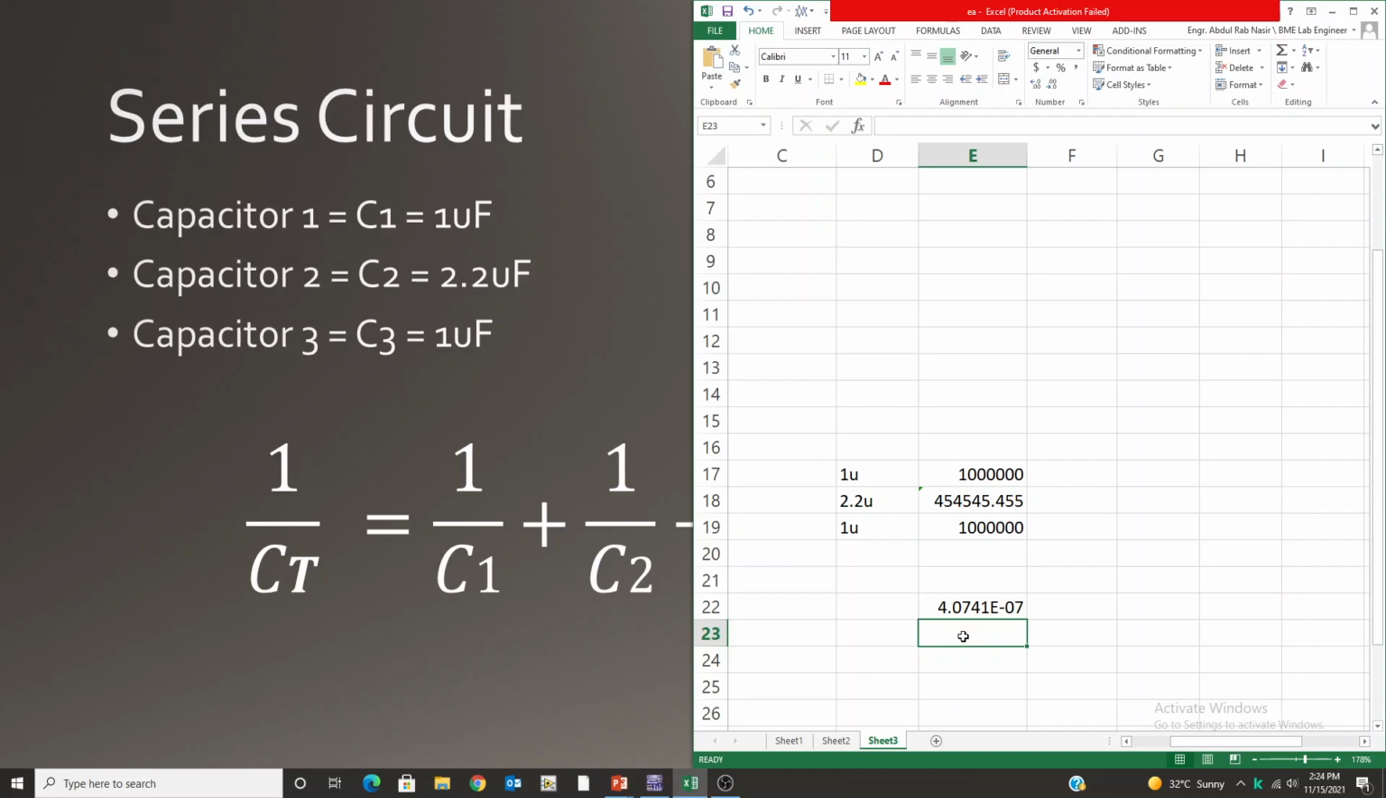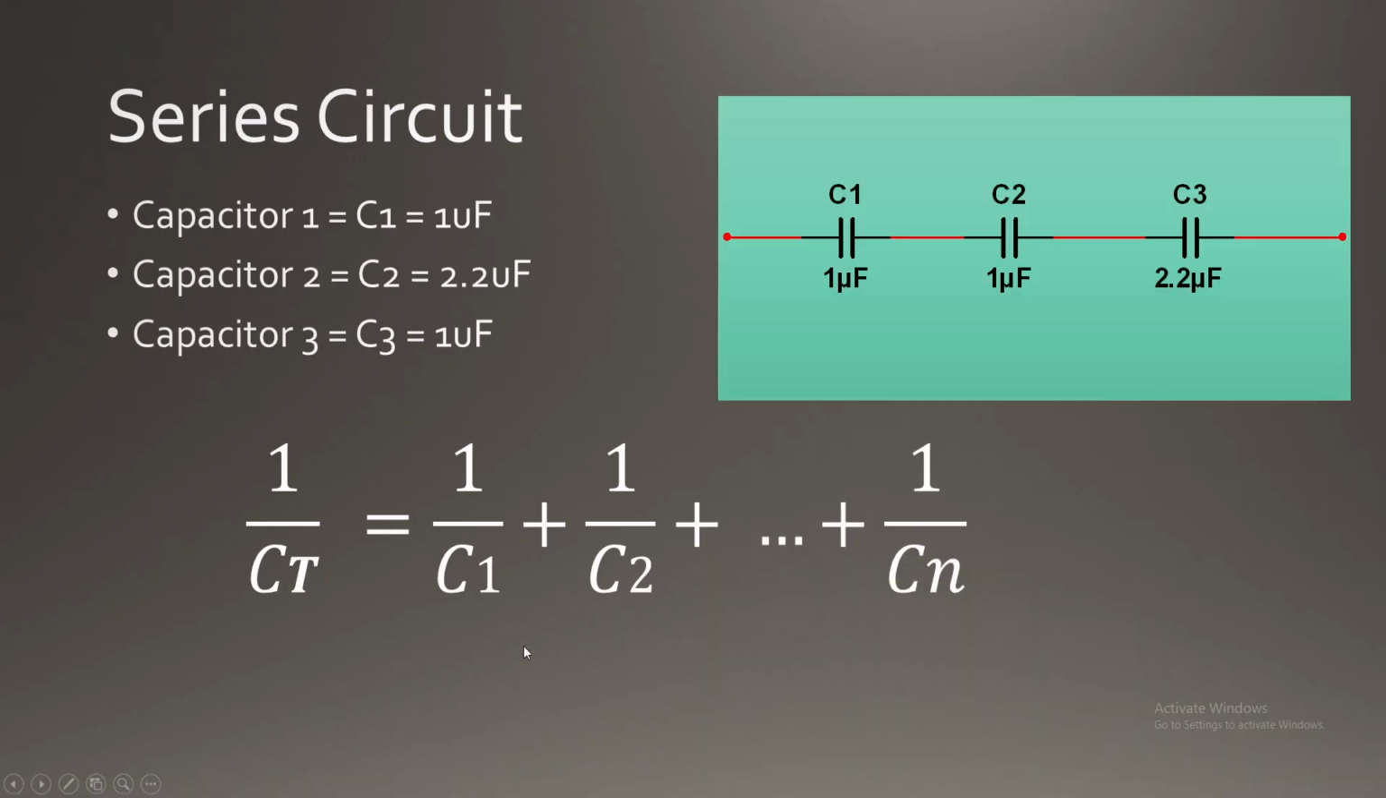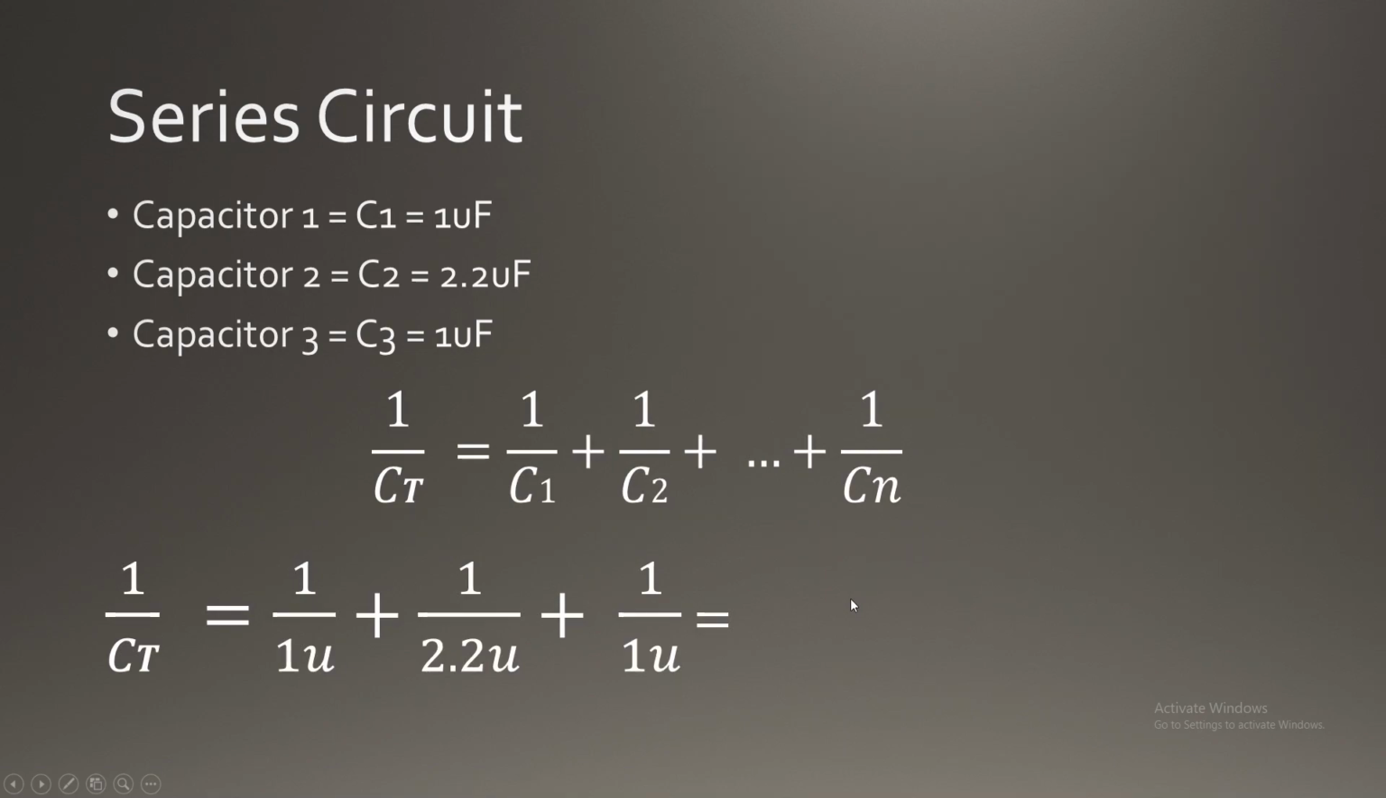You can write it as 407 exponent minus 9. It will be equivalent to 407.41 exponent minus 9. Okay, you can see here it is equivalent to this. So in a series circuit, the capacitance will be 407 nanofarad.